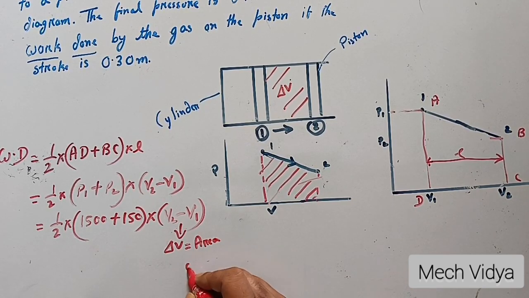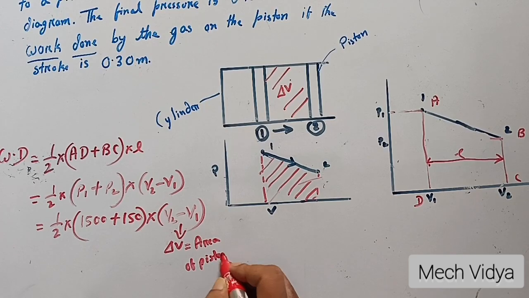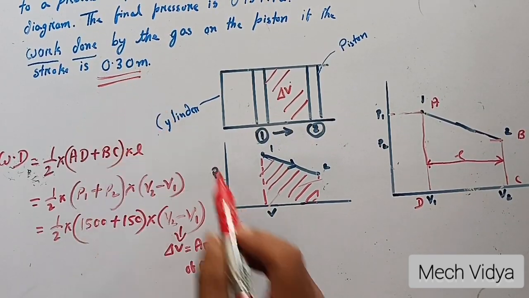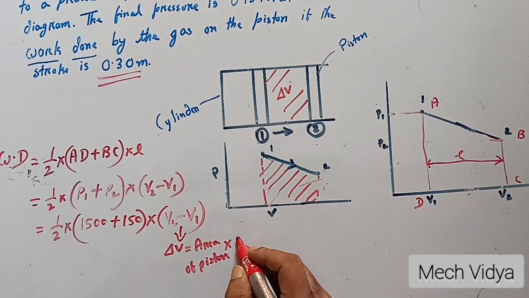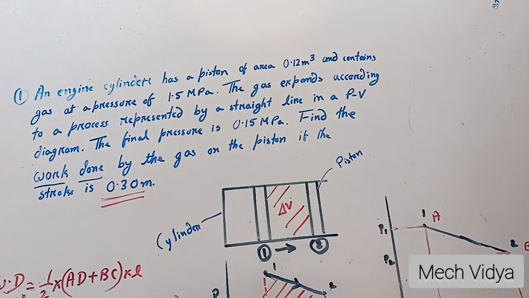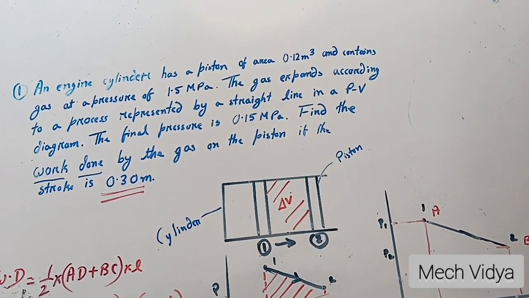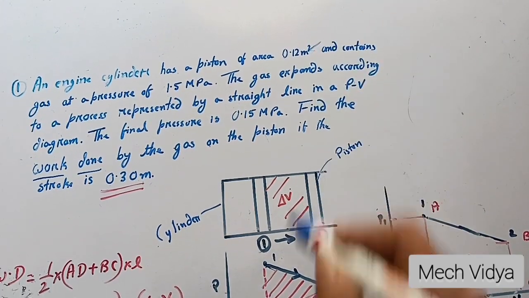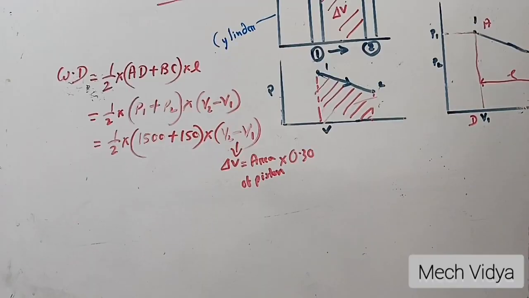So it is a volume, and volume means area multiplied by some distance. Here the piston is moving, so it is the area of the piston times the distance the piston is moving, that is the stroke length. It is given in the question as 0.30. One small correction: the piston area is given as 0.12 meter square. It will be meter square, not cube.